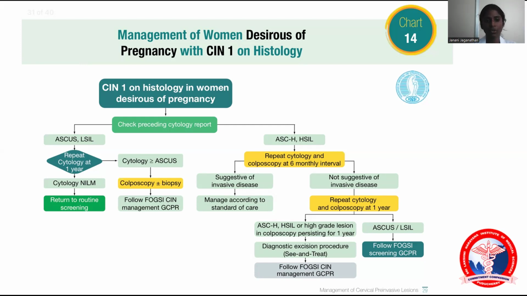Cytology, if it is negative, return back to routine screening. Or if at any time cytology comes as positive, or if it is more than or equal to ASCUS, you have to do colposcopy directed biopsy and follow the management according to GCPR guidelines.